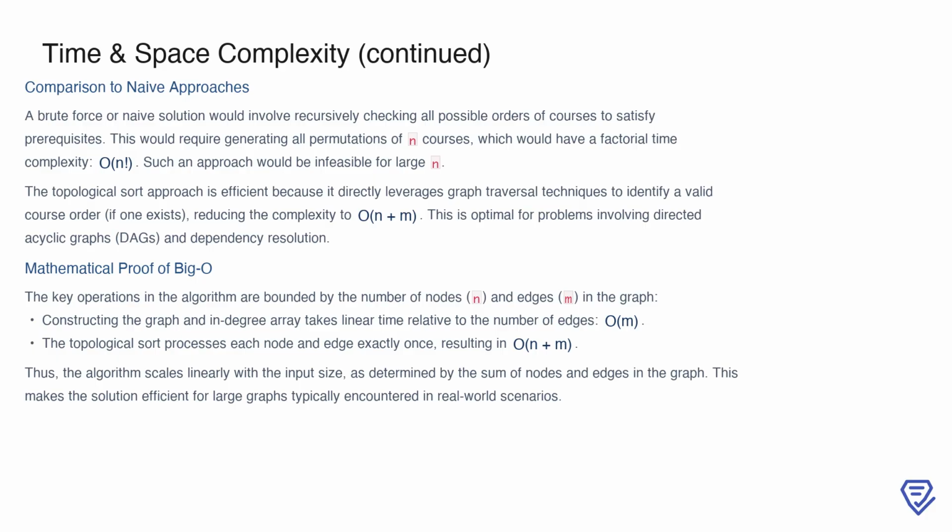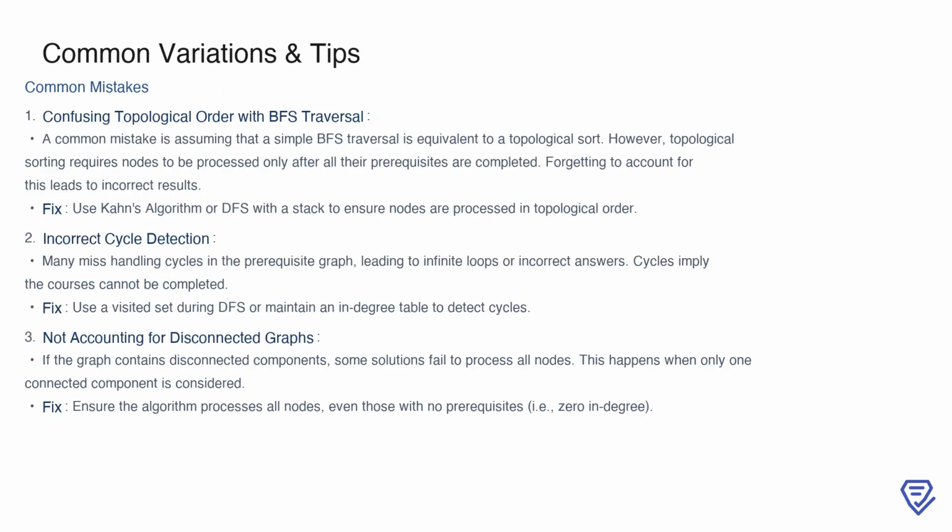One of the most common mistakes in solving the parallel courses problem is confusing topological order with a simple breadth-first search traversal. It's important to remember that topological sorting ensures nodes are processed only after all their prerequisites are completed. This distinction is critical because failing to honor the dependency order can lead to incorrect results.